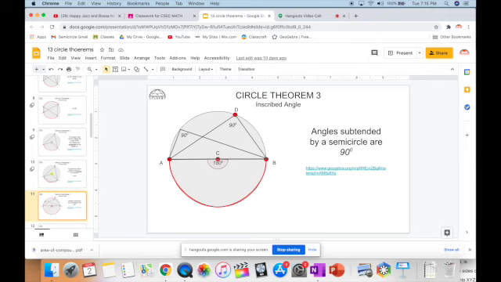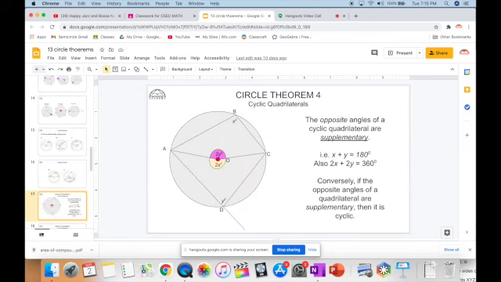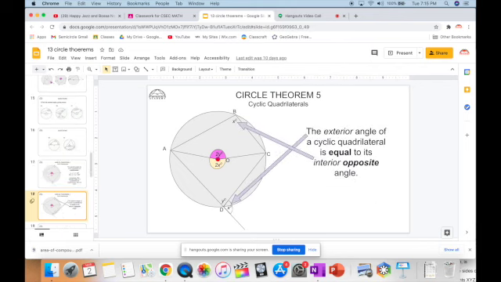I remember that, right? Once you have a semicircle and an angle is subtended by a semicircle, it will always be 90 degrees, right? And then we did some questions, right? Theorem 4, we start to talk about cyclic quadrilaterals, and the opposite angles of a cyclic quadrilateral are supplementary. So they add up to 180 degrees. That was Theorem 4. Theorem 5 is the exterior angle of a cyclic quadrilateral is equal to its interior opposite.